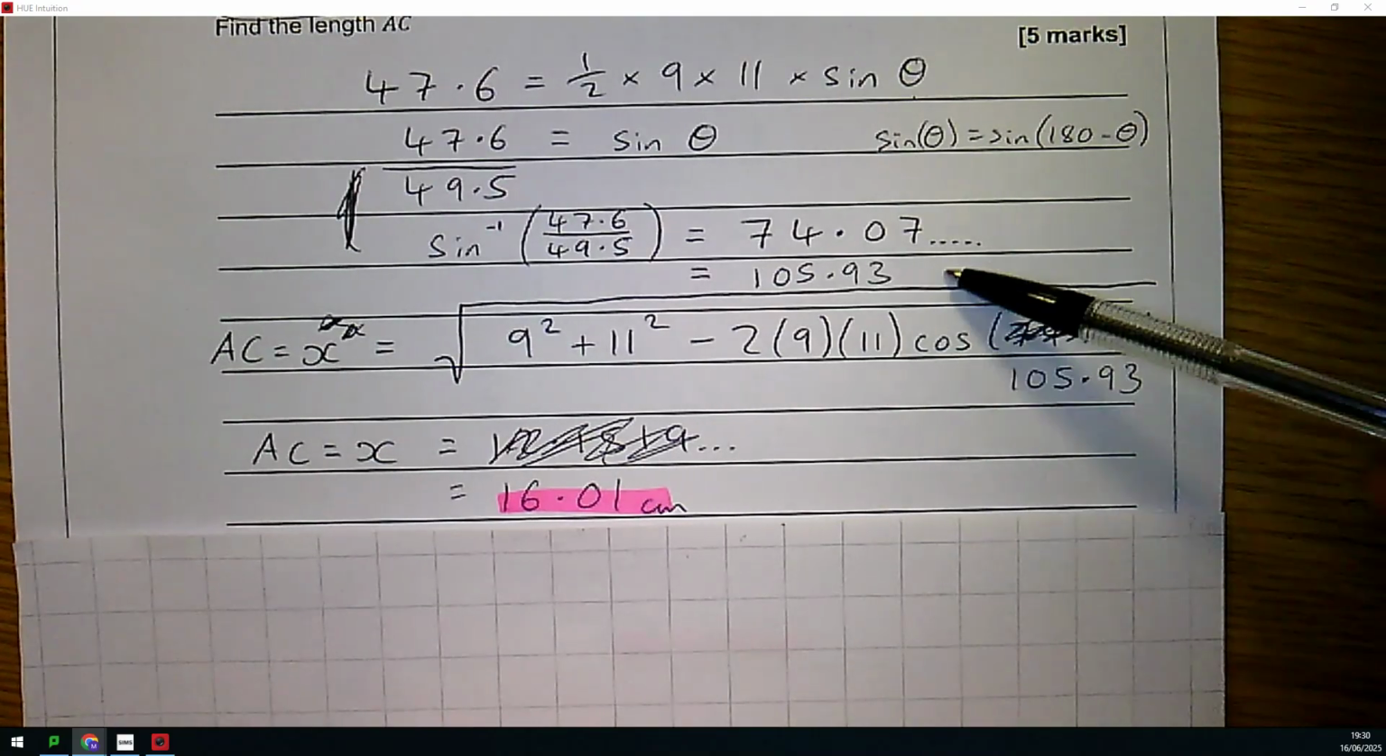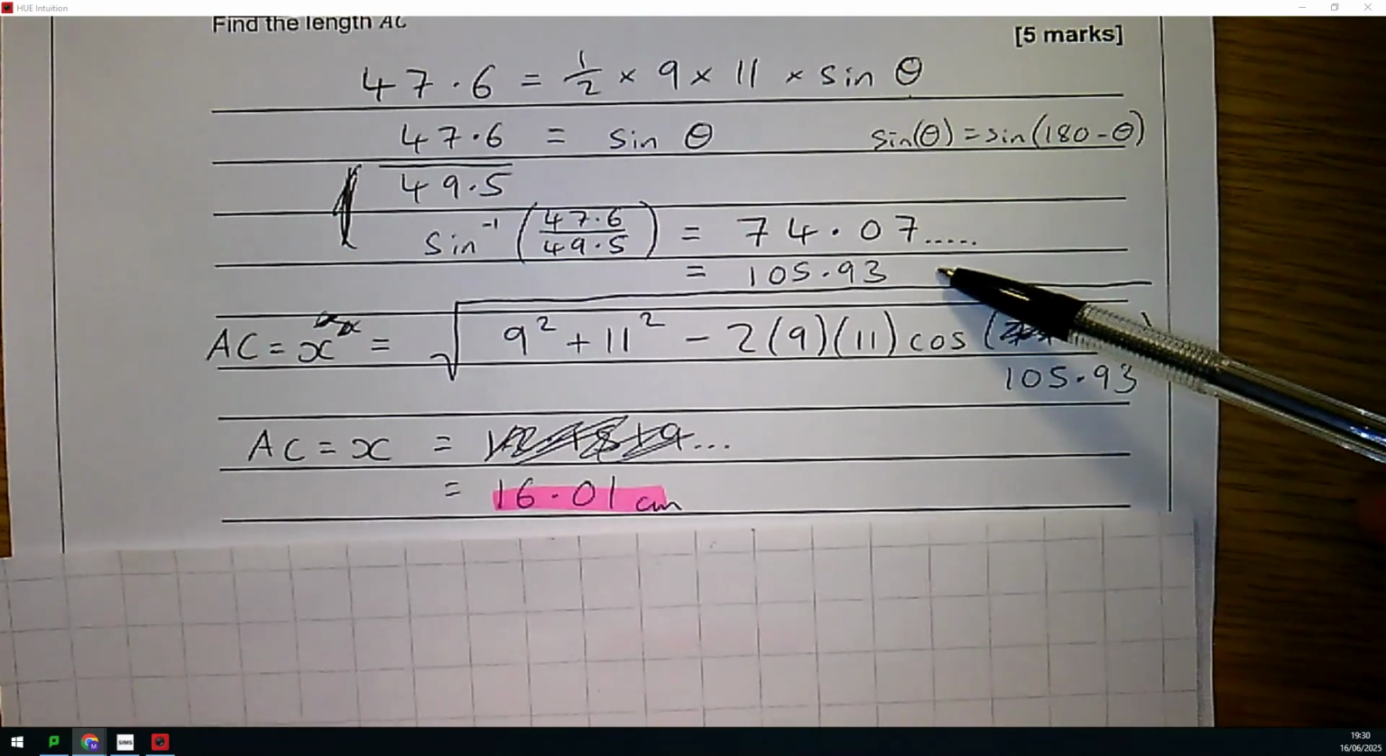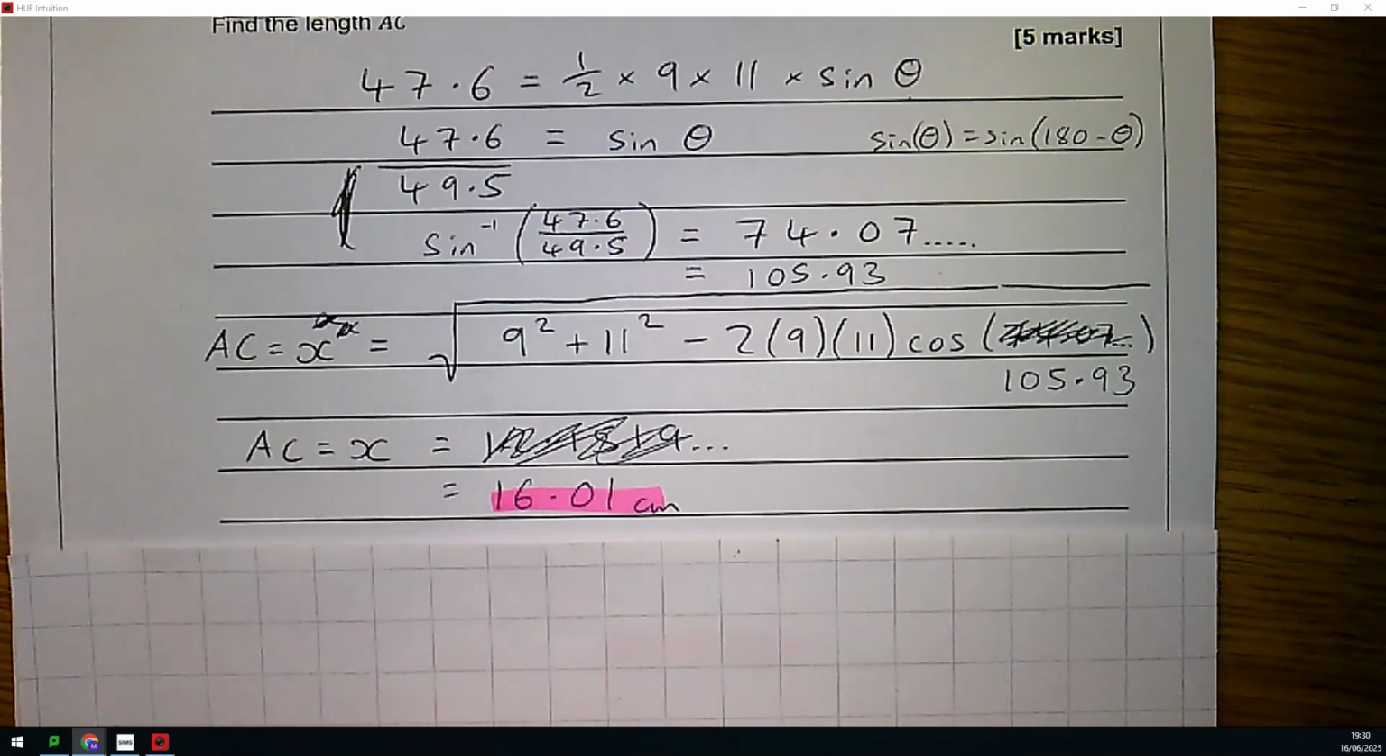This obtuse angle one really does catch people out, so just be careful if they do use it, but it is quite rare. And we're done with that question.